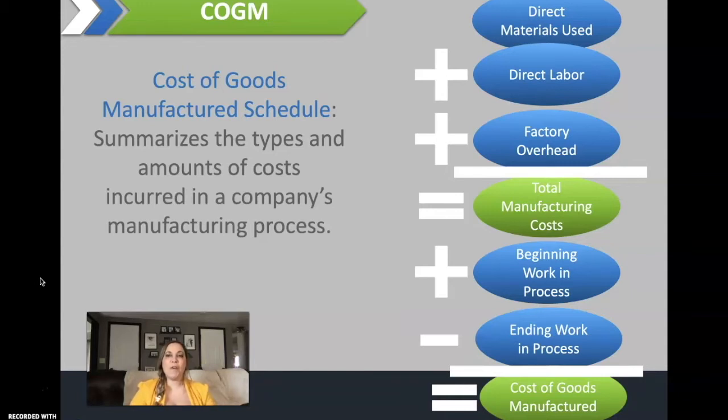So we take all of our product costs, material, labor, and overhead, add what our work in process balance was at the beginning of the year, minus what it was at the end of the year. This will give us our total cost of goods manufactured. And like I said, we're going to use this number to carry over onto the income statement.